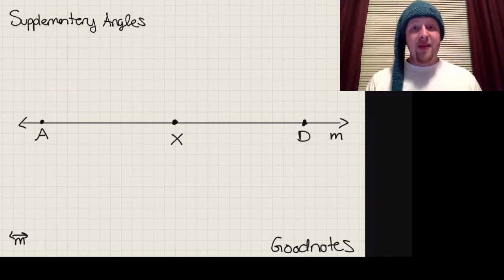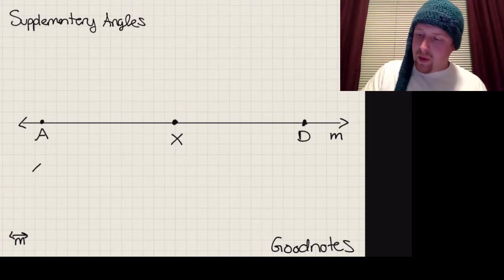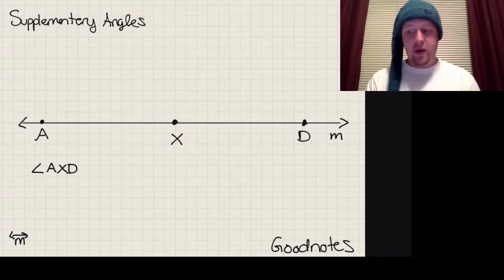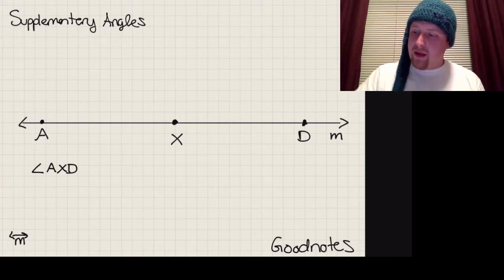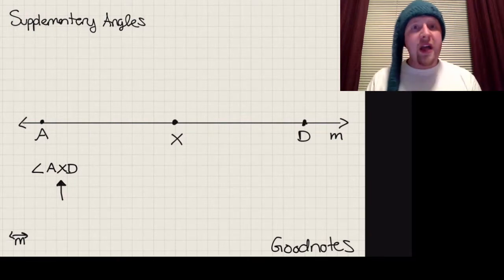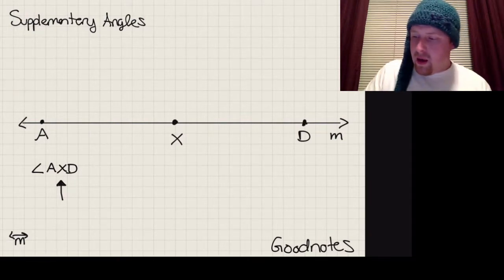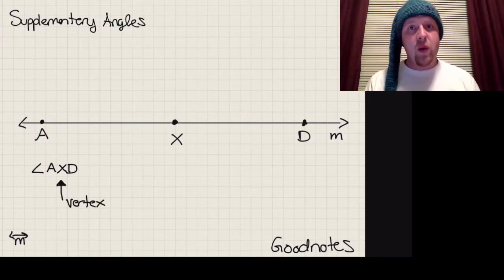So now, believe it or not, this is an angle. What we're looking at here is angle AXD. Notice that the point in the middle comes in the middle of the naming of these letters. We call that middle letter the vertex, and it's represented by the point where the two pieces of the angle hinge.